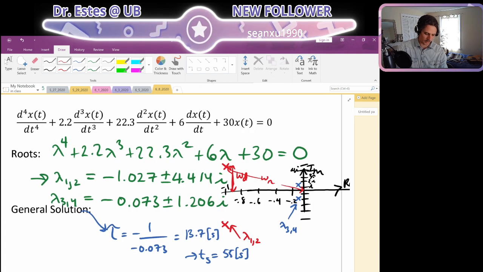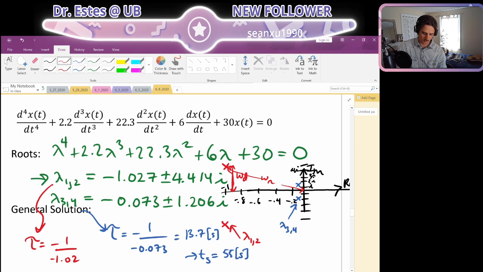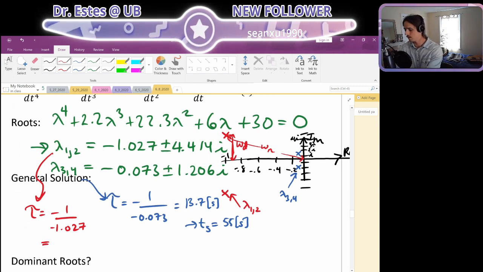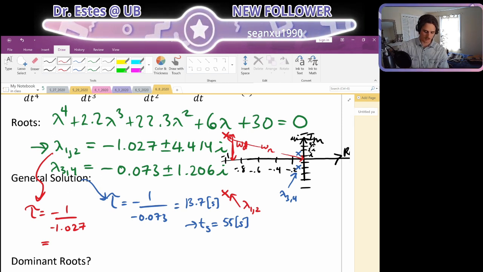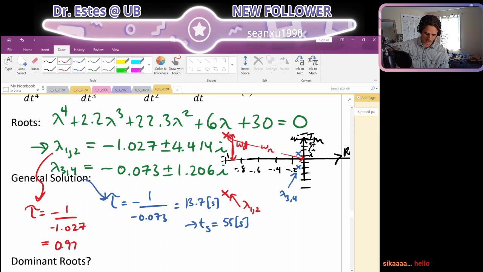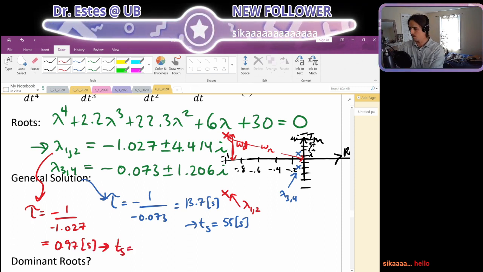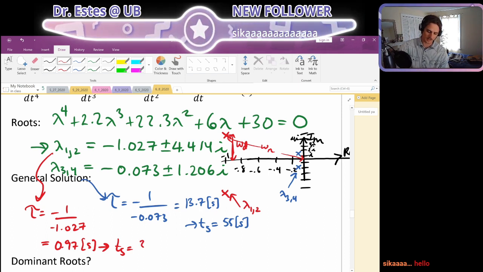But if we look at the red roots, tau is -1 over -1.027 divided by 0.027. That's like 0.97 seconds. So the settling time is 4 times that, which is 3.9 seconds.